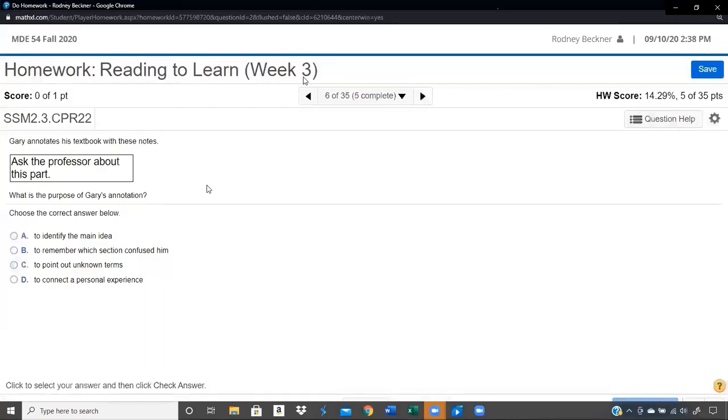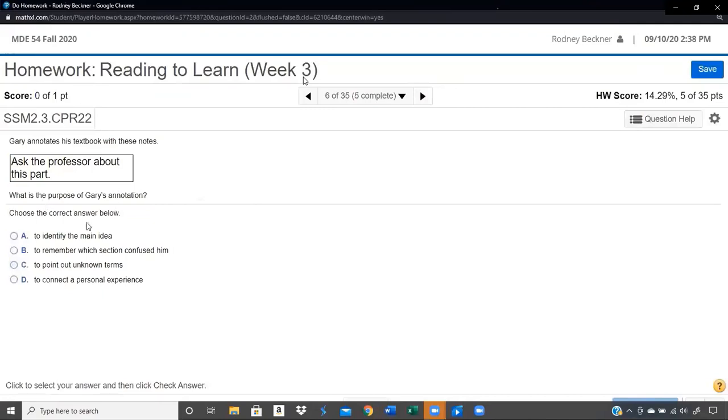Gary annotates his textbook with these notes: ask the professor about this part. I tell you what, that is a great thing to do right there. Put some note, I don't know what he was talking about that day, five minutes into the lecture, write a little note, email Mr. Beckner about this, or a text response in the chat, something like that. But if I don't have time to get to you, then you email.